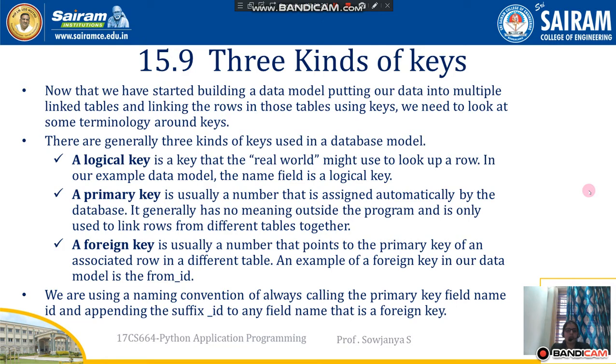We need some important terminologies to be used in this particular database. We generally have three kinds of keys used in the database model. One is the logical key, the second one is the primary key, and the next one is the foreign key. A logical key is a key which is in the real world and might be used to look up a row. In our example data model, the name key is the logical key.